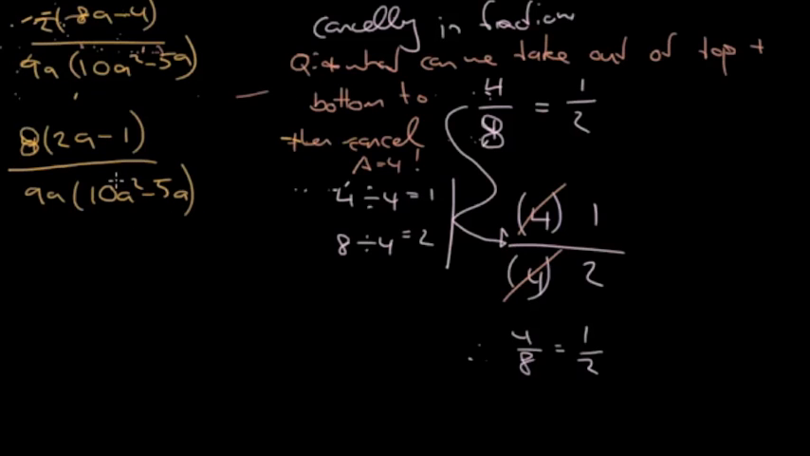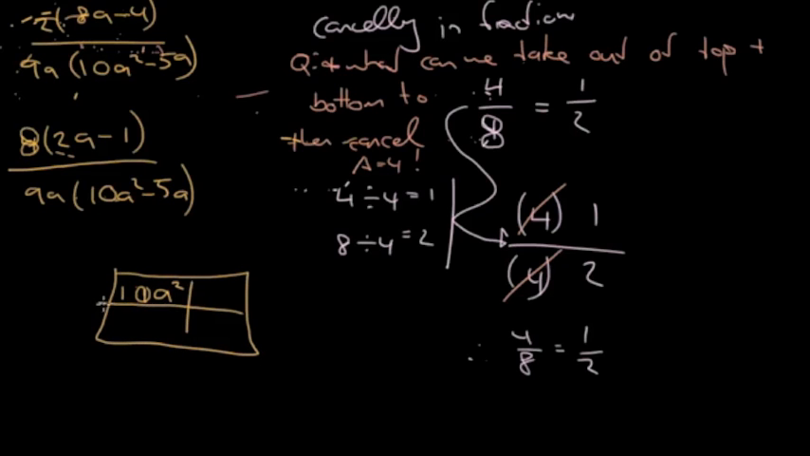And we're again in this position where we're saying, what can we take out of top and bottom to then cancel? Now it's a bit hard to see, but we can actually take 2a minus 1 out of this. So if we have a think about our box method, we know we've got to end up with 10a squared, and we know we want to take out 2a minus 1. So 2a times what equals 10a squared? I think it will probably be 5a. And then 5a times negative 1 is negative 5a.